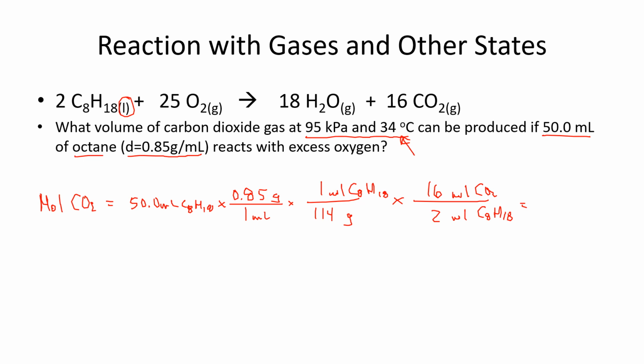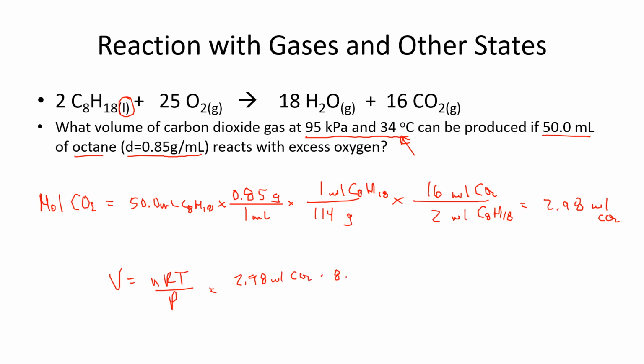Okay, so let's see what that comes out to. We got 50 times 0.85 divided by 114 times 16 divided by 2 equals. So I get 2.98 moles of CO2. Then if you want the volume, so V equals nRT divided by P. We've got the moles there, 2.98 moles of carbon dioxide.